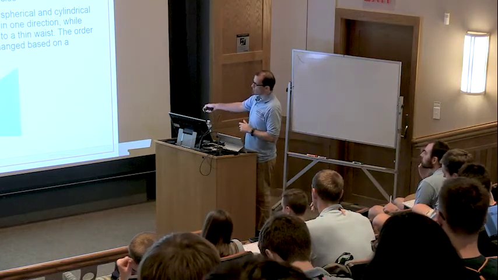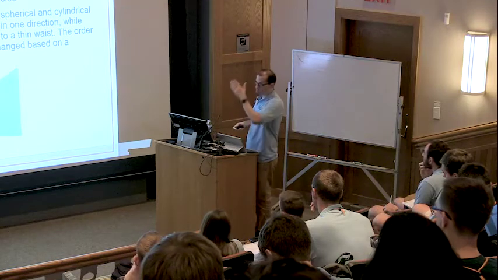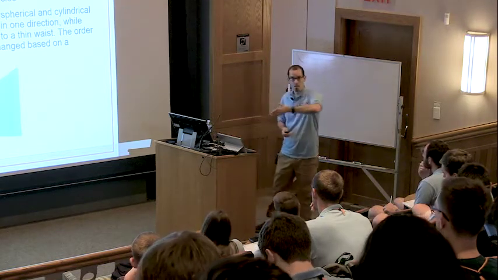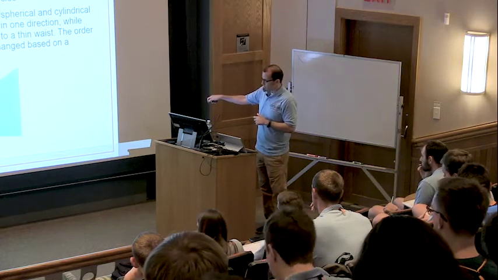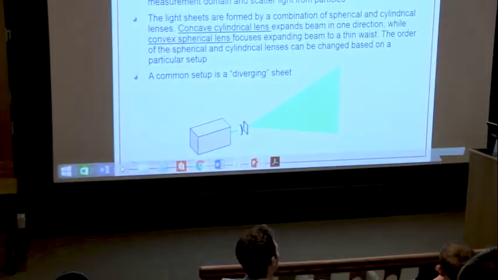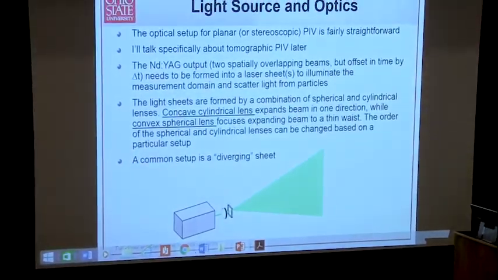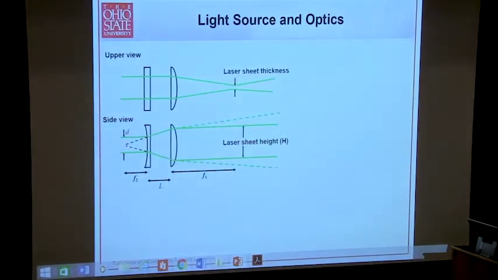Okay? PIV is typically insensitive to whether or not you have a slight non-uniformity in your sheet, so you can actually have kind of a diverging sheet in your field of view. And this is typically what's used for large field of view type measurements. Okay?